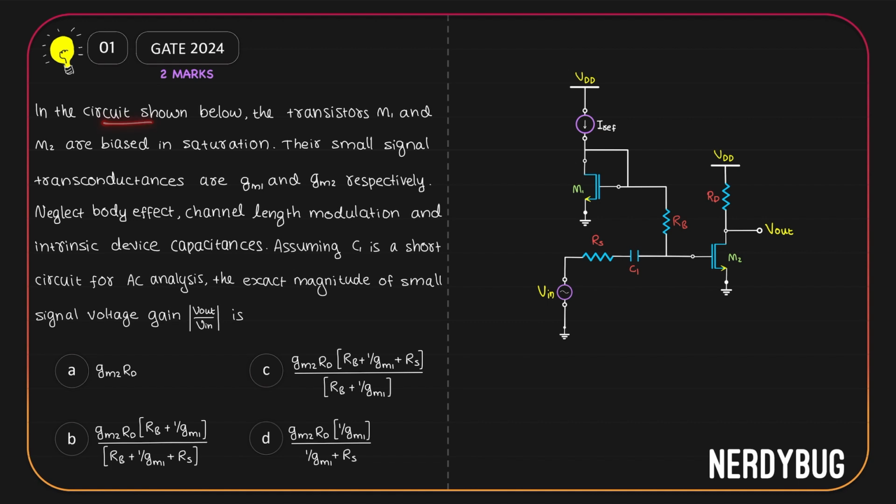In the circuit shown, the transistors M1 and M2 are biased in saturation. Their small signal transconductances are gm1 and gm2 respectively. We can neglect the body effect, channel length modulation and intrinsic device capacitances. Also, assume C1 is a short circuit for AC analysis. What we have to find out is the magnitude of the small signal voltage gain Vout by Vin.